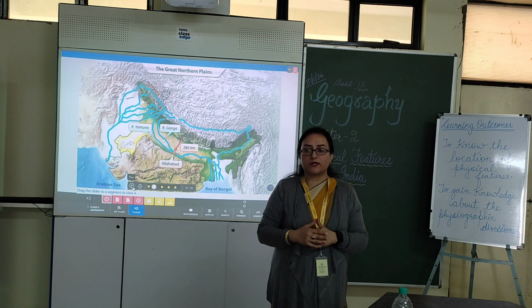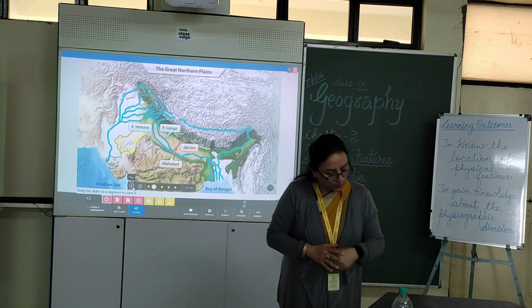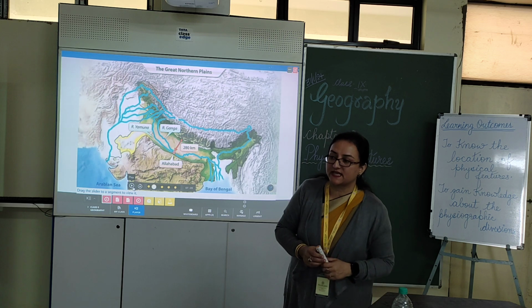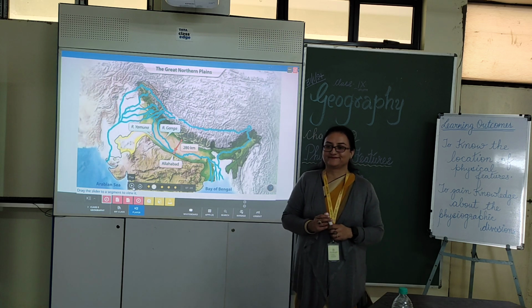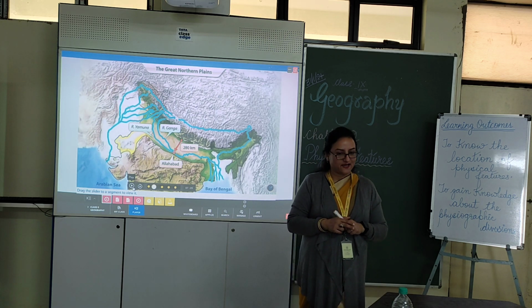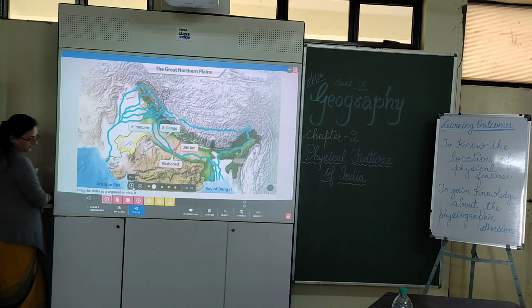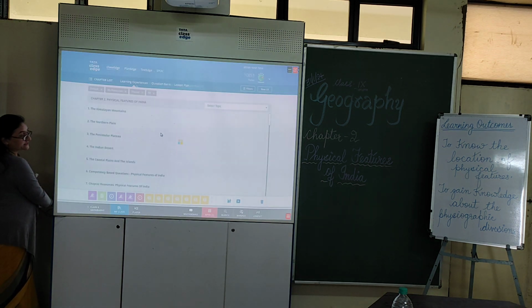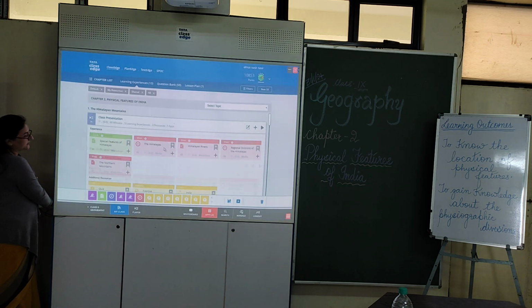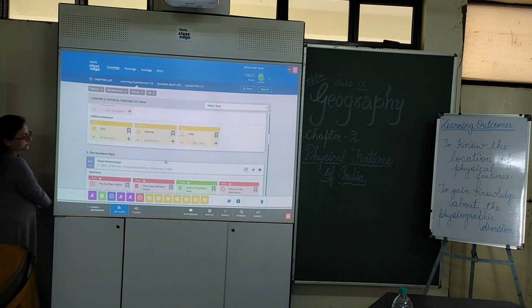Which is the most populous state? Uttar Pradesh. And the state with the highest density? West Bengal. West Bengal, Bihar, absolutely correct. I am happy that you remember this. Now let us move ahead. Which is the third physiographic division, children? Can you guess? Plateaus. Yes, absolutely correct. The plateau region.